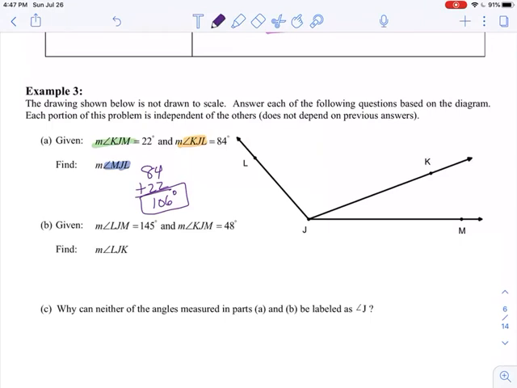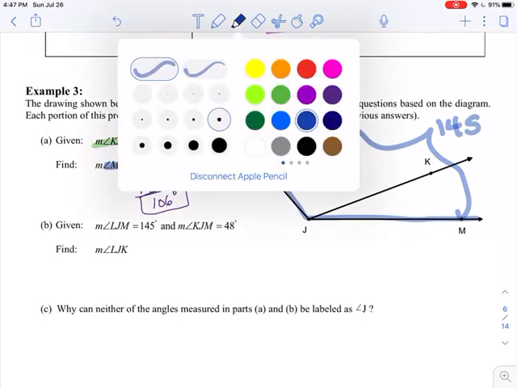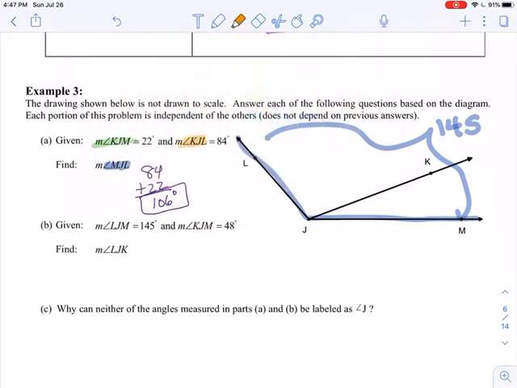Okay, so angle LJM. Now LJM, remember, is this big total, both of them together. The outside one is 145 degrees. So all together, this right here is 145 degrees. Then I have angle KJM. KJM is this guy right here. So that one right there is 48.